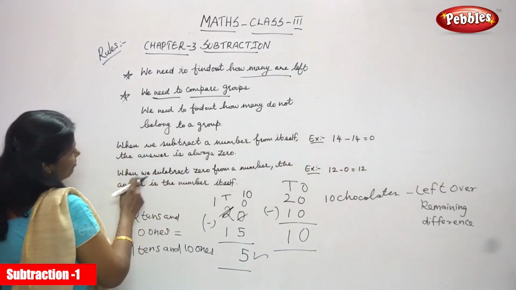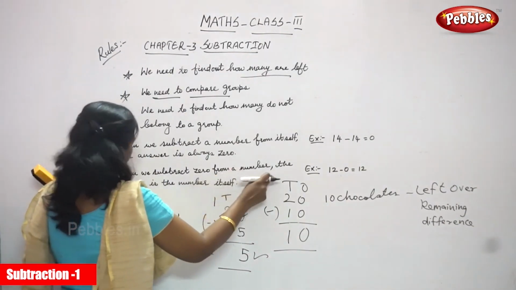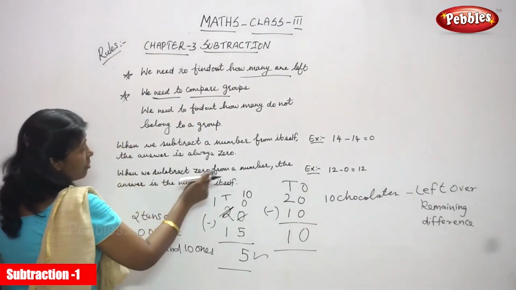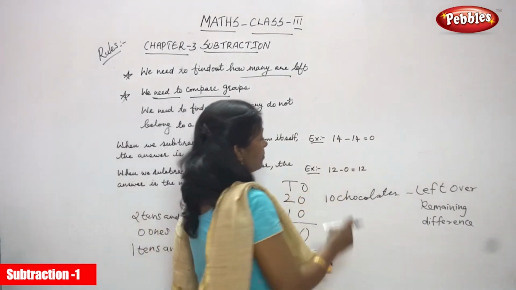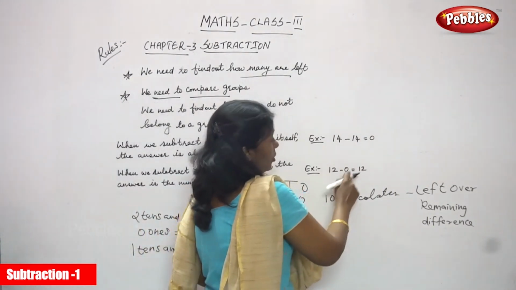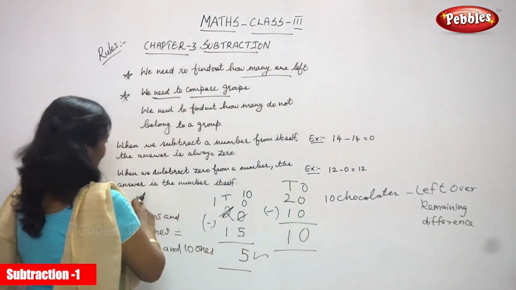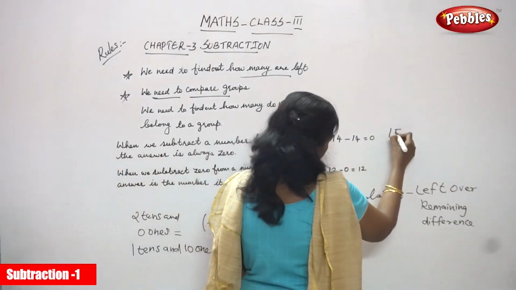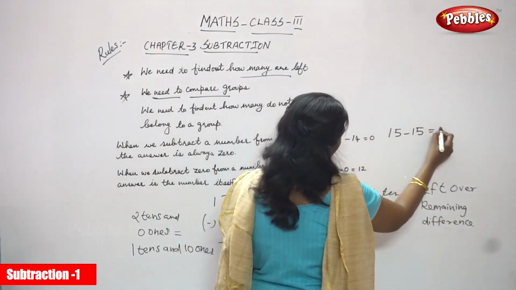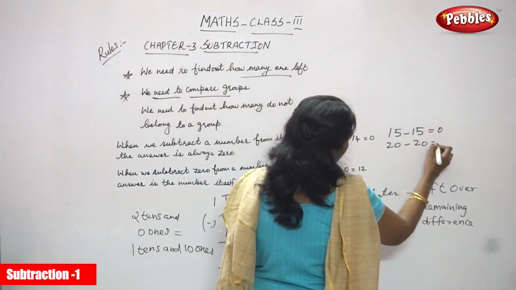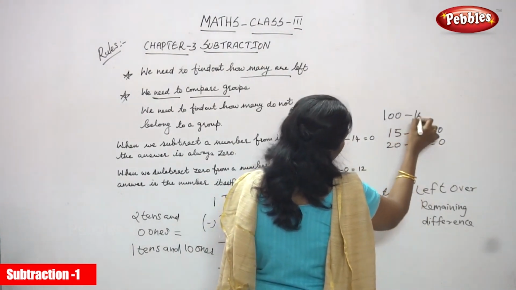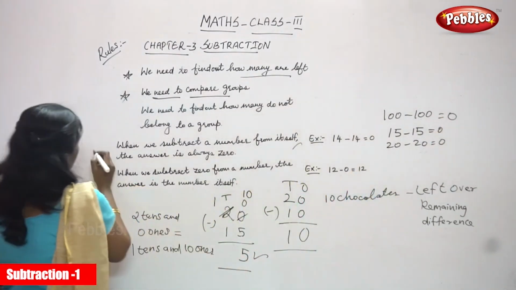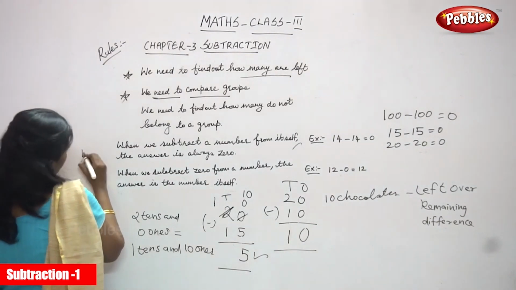When we subtract 0 from a number, the answer is the number itself. So again I will repeat, when we subtract 0 from a number, for example 12 minus 0, you get the same number. That means the number itself, you get the same number. One more example is 15 minus 15, you get 0. 20 minus 20, you get 0. 100 minus 100, you get 0. These are the examples. This is also a rule.